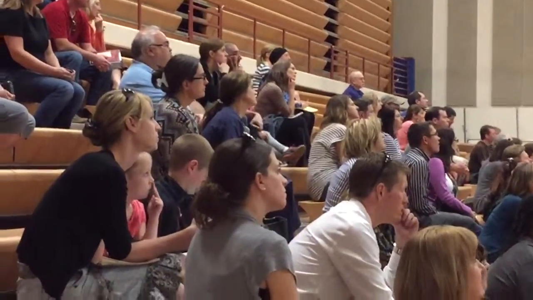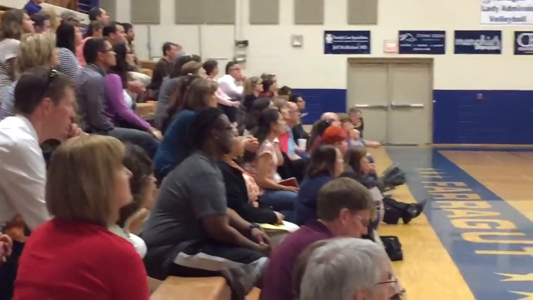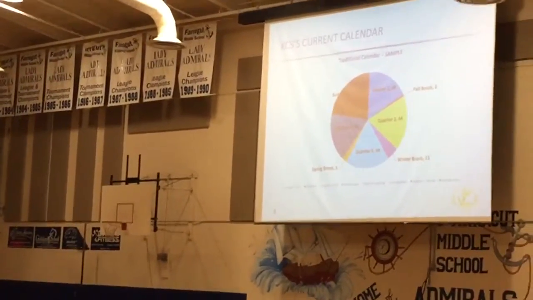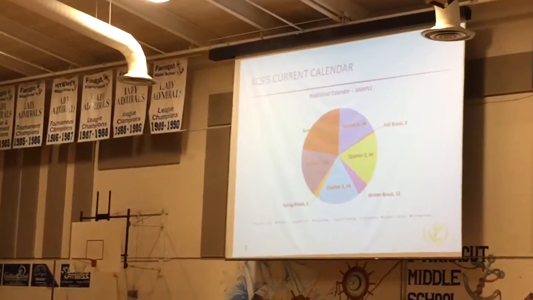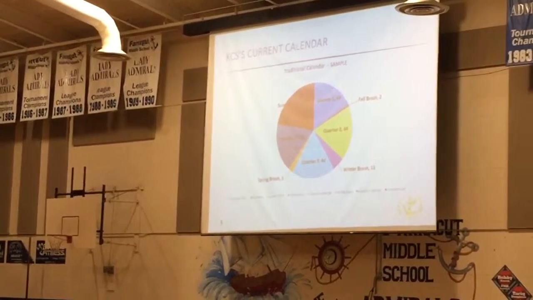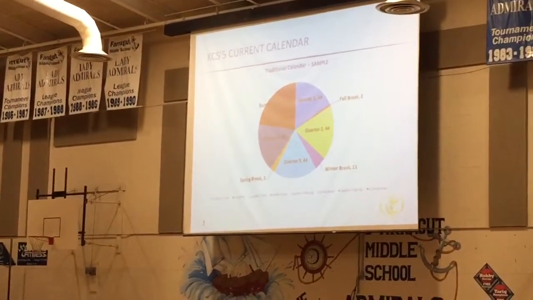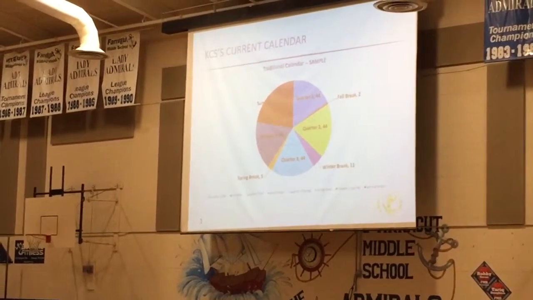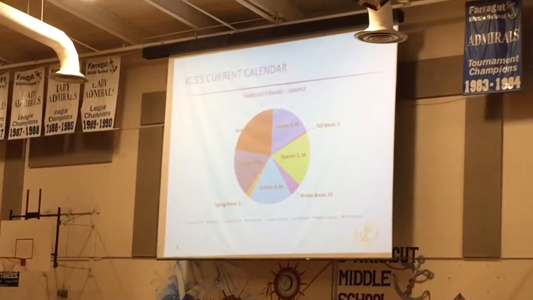So this first calendar is the calendar that we are currently on. We come to school in August, and we go for 44 days, and then we take the 2-day fall break. Then we go for 44 more days for quarter number 2, which is our first semester. And then we take an 11-day winter break. Then we come back for school, and theoretically, without snow days, we go for 44 more days.